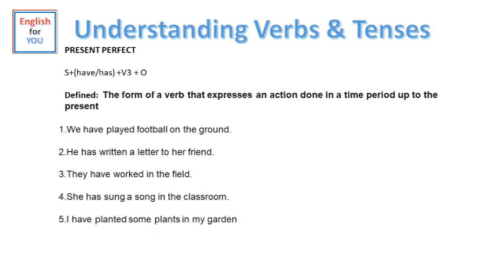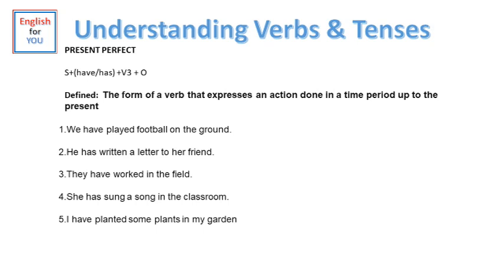So moving on quickly to the present perfect. The code, as taken from the table, is the subject plus the word have or has, plus the third form of the verb, plus the object. So, what do we mean by the present perfect? Well, the definition is that it is the form of a verb that expresses an action done in a time period up to the present.